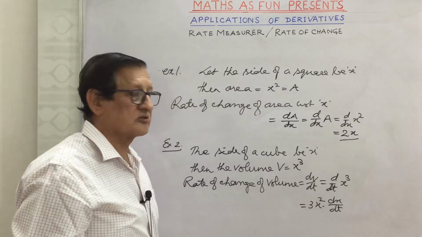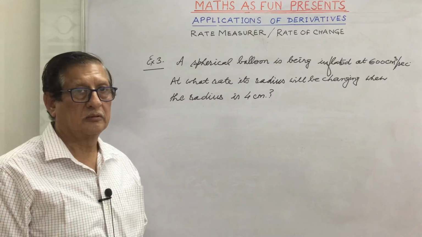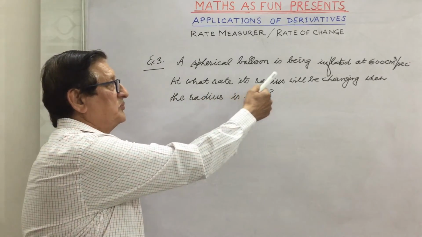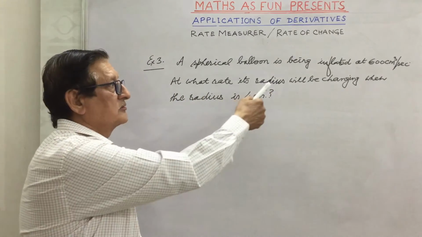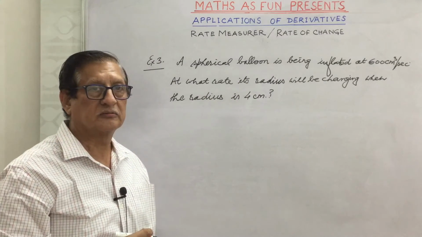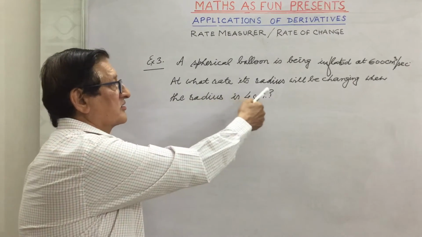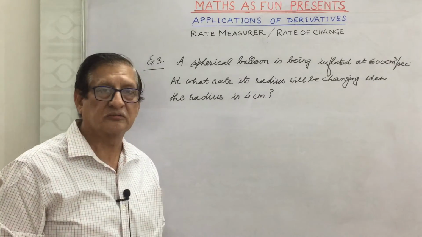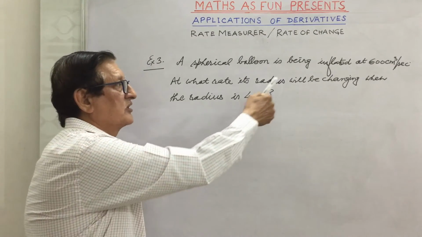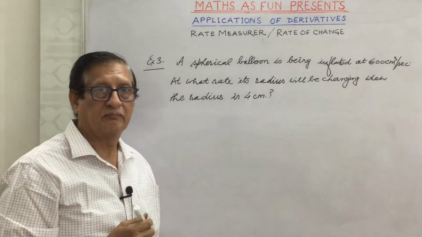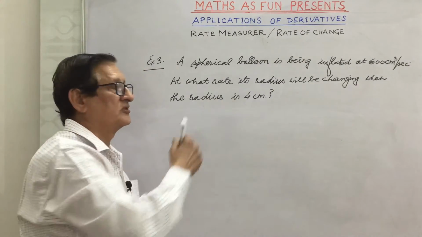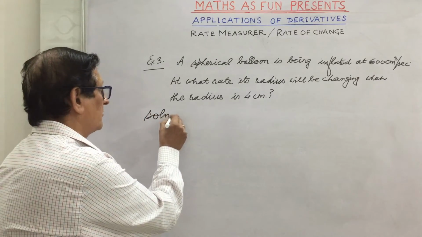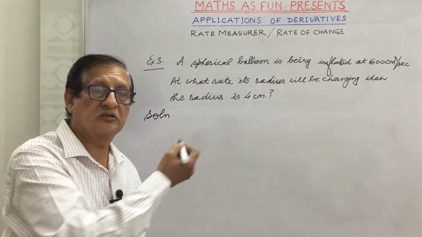Let's discuss one more example, that is a spherical balloon is being inflated at 600 centimeter cube per second. At what rate will its radius be changing when the radius is 4 centimeter? It means we have been given the rate of change of volume and we have to find out the rate of change of radius. When we go to the solution of it, we are to consider the radius of the balloon.